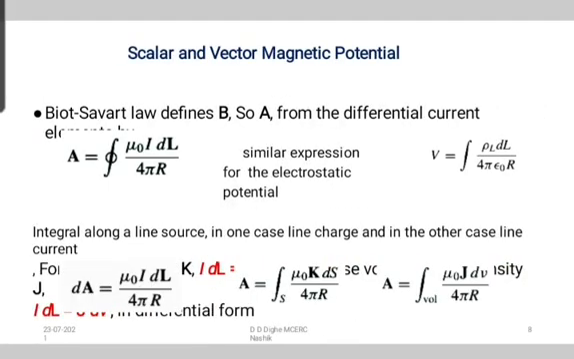Now we have already seen the Biot-Savart's law. So Biot-Savart's law defines B from differential current elements. Here the Biot-Savart's law from differential current elements is given by A equals the integration of mu 0 I dl by 4 pi r. So a similar expression for the electrostatic potential can be written.